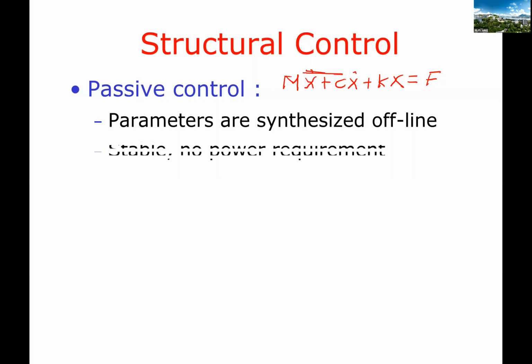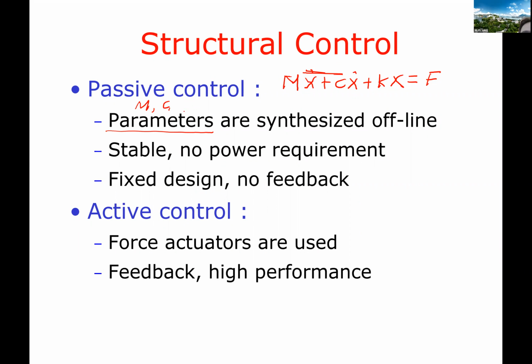So we are talking about this, right? The parameters I mentioned for the passive control will be M, C, K. That means MCK we are talking about, right? And the stability is mainly due to the C, the damping, right?